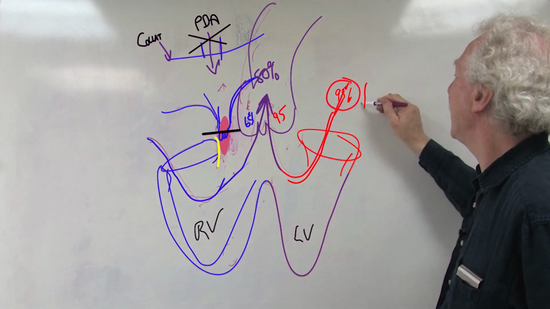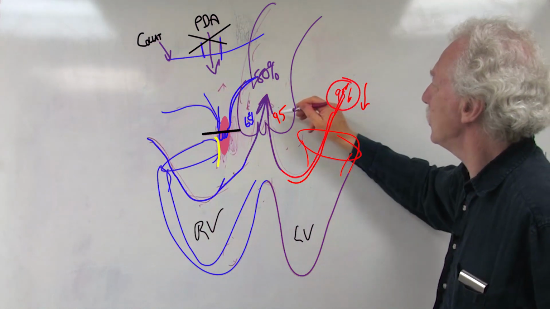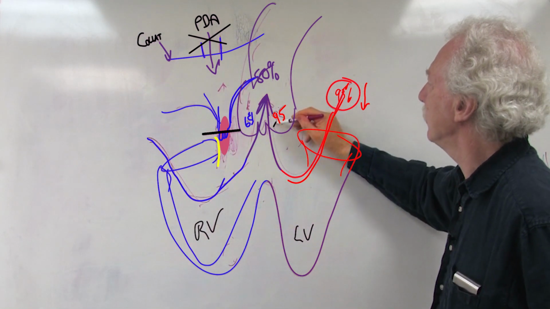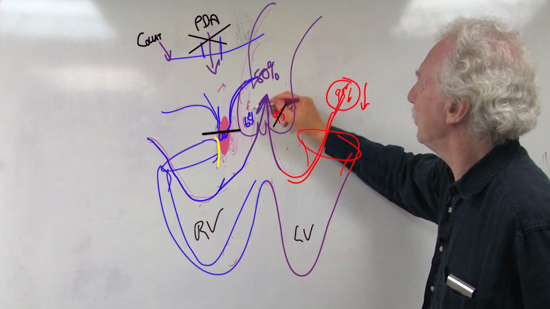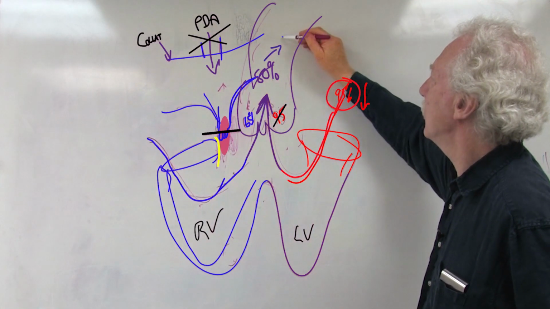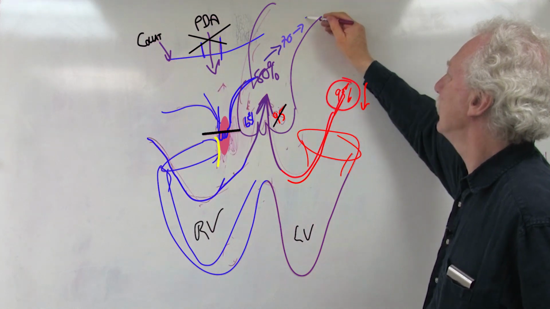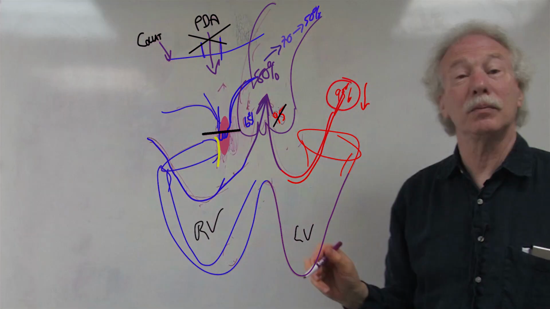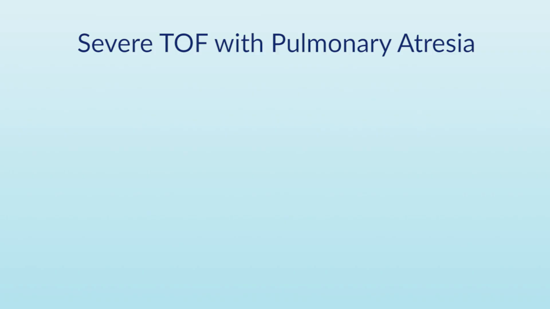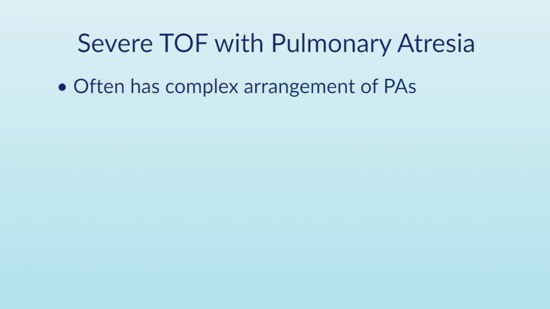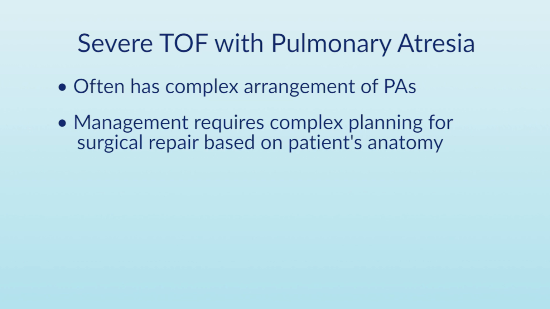There is less 95% blood, so a smaller proportion of 95% blood, still the 65% blood, and the saturation goes down, and you start getting into trouble. Severe Tetralogy of Fallot with pulmonary atresia can often have complex arrangement of the pulmonary arteries. Management of patients with this condition is beyond the scope of this talk, as it requires more complex planning for surgical repair, depending upon the patient's specific pulmonary artery anatomy.